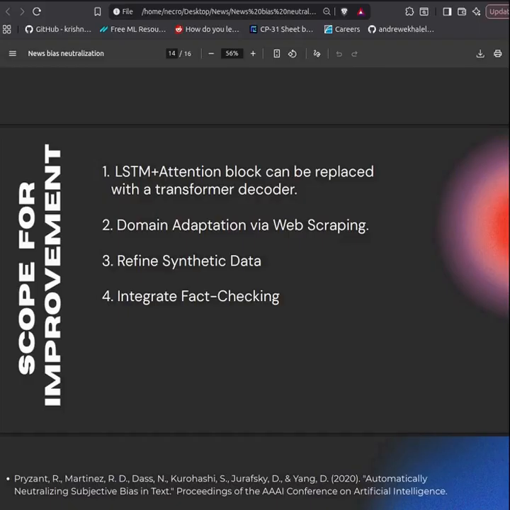The fourth method is to integrate fact checking. A key limitation is that this model does not look at the truth behind the statement itself. A future version should integrate a fact checking module to verify the output against the original source text.